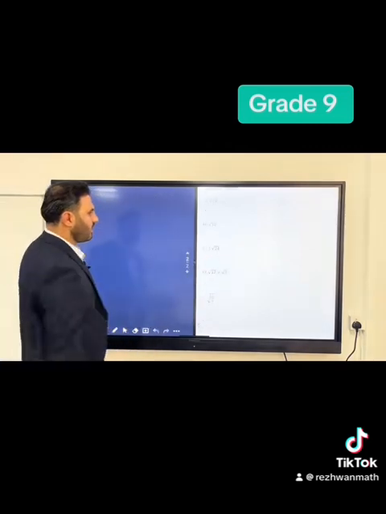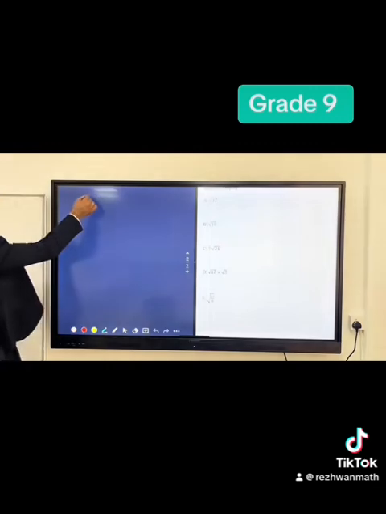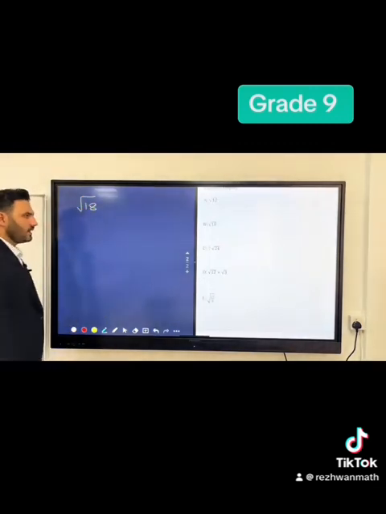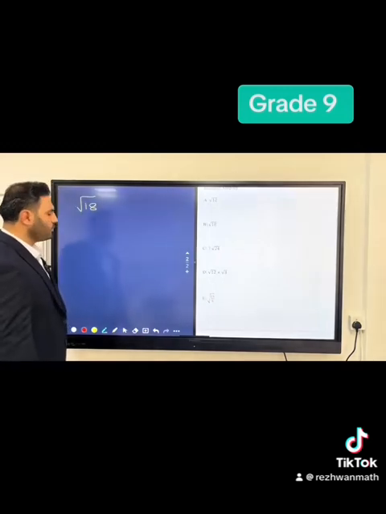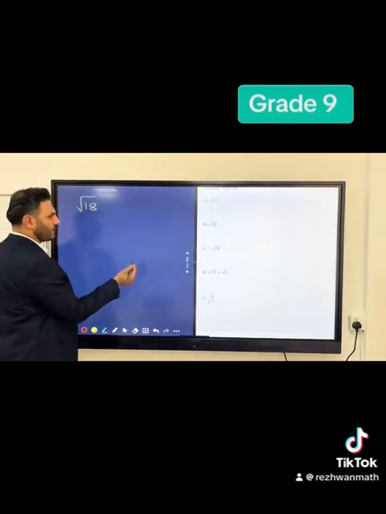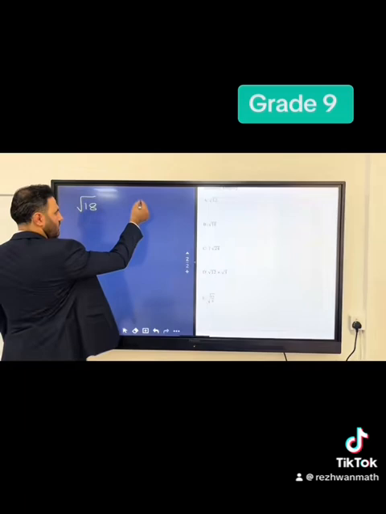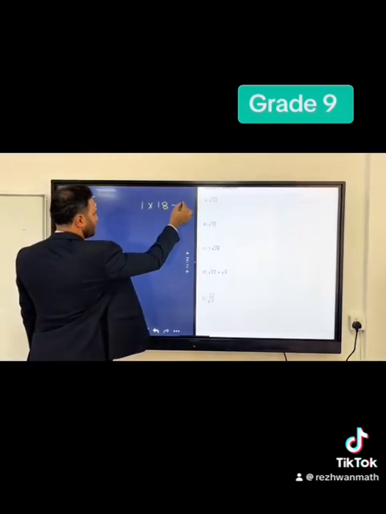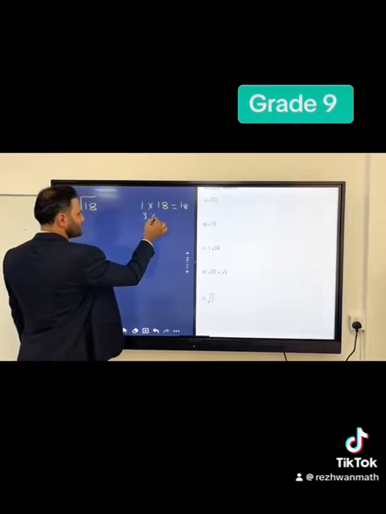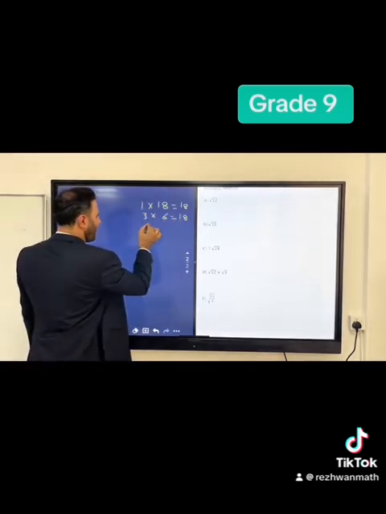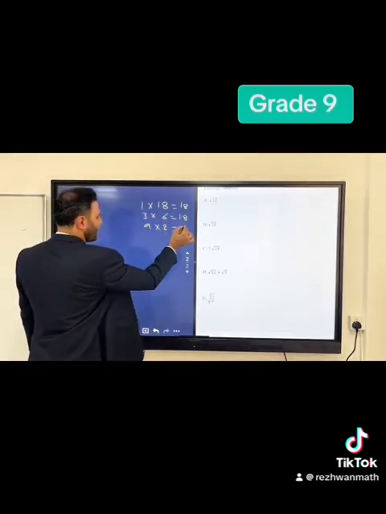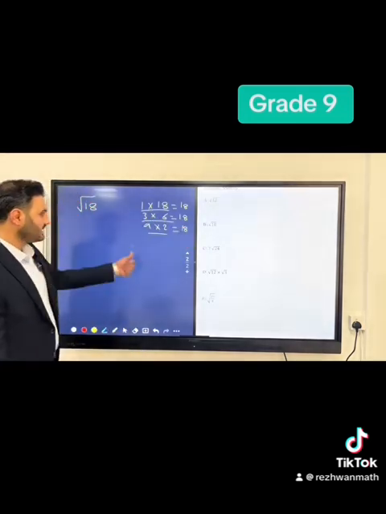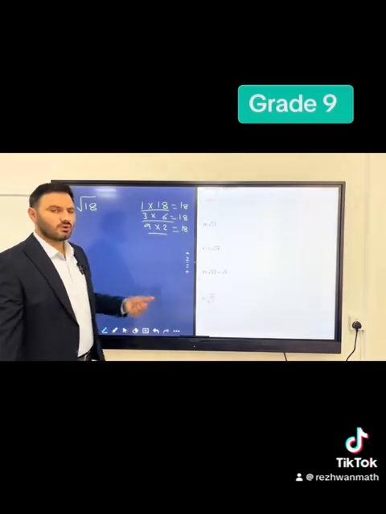How about 18? Okay, now we need to simplify the square root of 18. What's the square root of 18? Okay, instead of 18, which number do we have? What's the factor of 18 that includes a perfect square? Now, I'll write the factors of 18. The factors of 18 are 1 times 18 we get 18, 3 times 6 we get 18, and 9 times 2 we get 18. If you look at these factors of 18, we can see we have 9 times 2 equal 18.